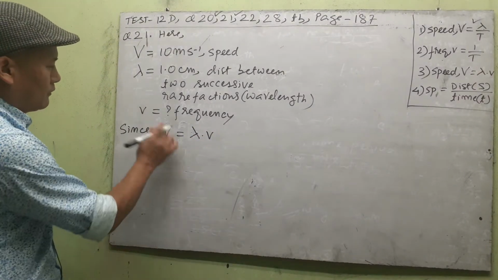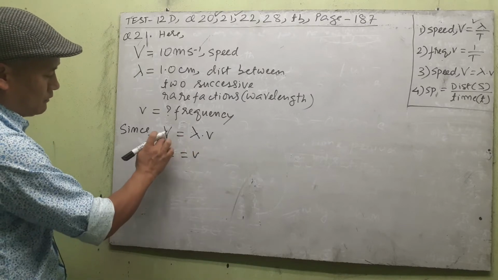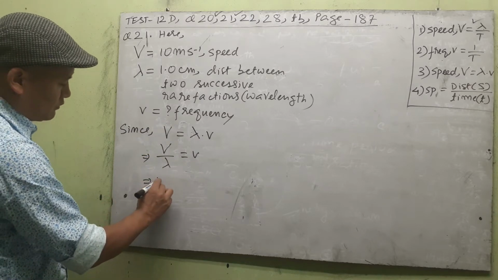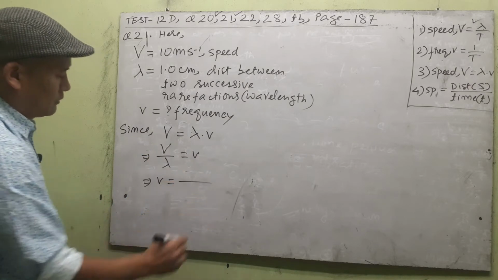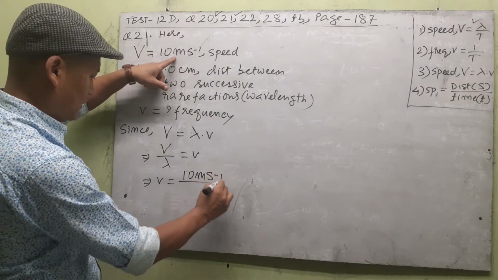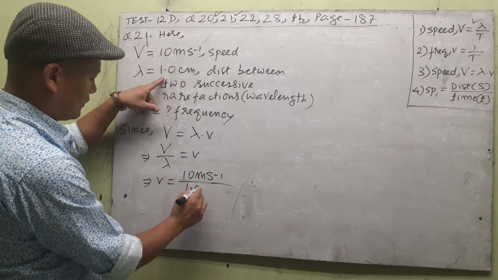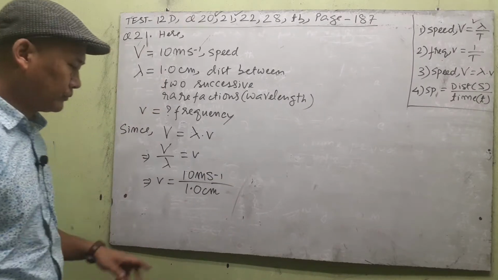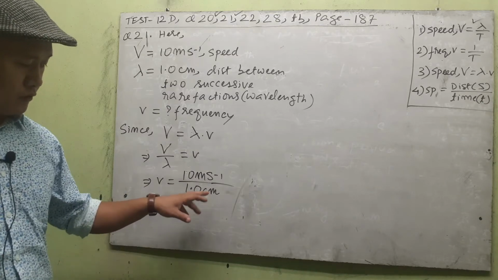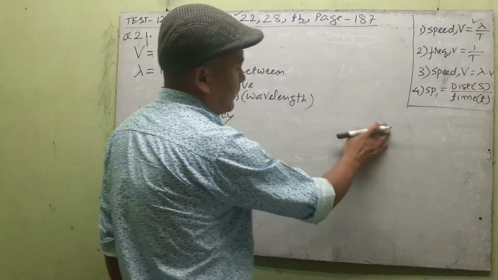So we know here we have to find this frequency. So just put small v, and lambda divided by will come down if we shift. So small v equals capital V, the speed, 10 meters per second, divided by lambda, which is 1.0 centimeter. Now we see this is centimeter and here is meter, so we have to convert the centimeter to meter, its SI unit of length.